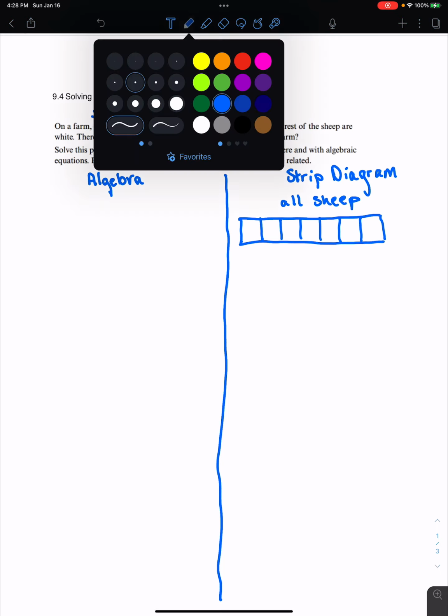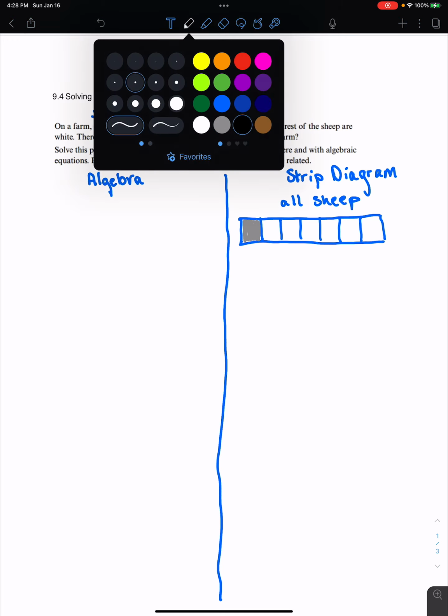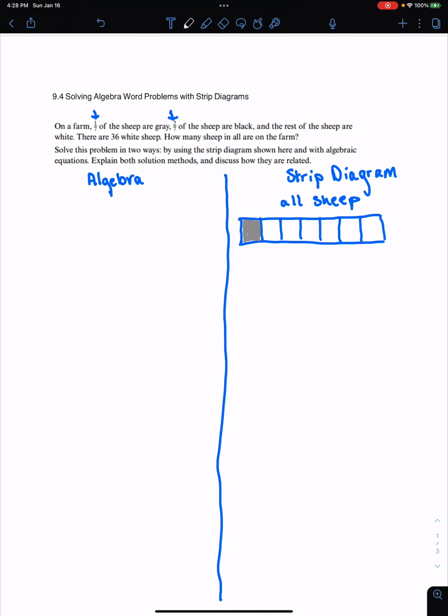Now, my problem tells me that some of the sheep are gray. In fact, 1/7 are gray. So I'm going to color in one of my 7 boxes gray. That represents the gray sheep. Then I know that 2/7 are black. So I'm going to color in 2 of my boxes, 2 out of the 7 boxes, to represent the black sheep.